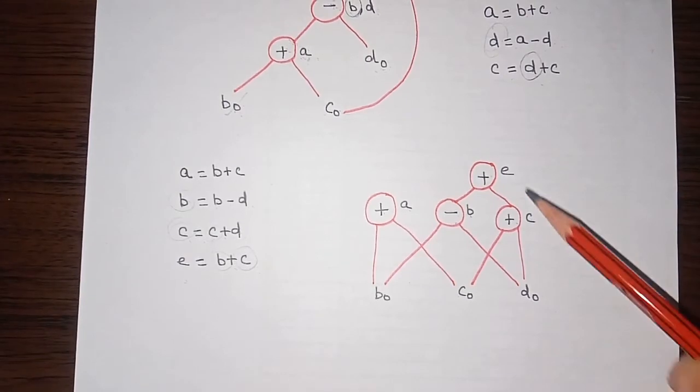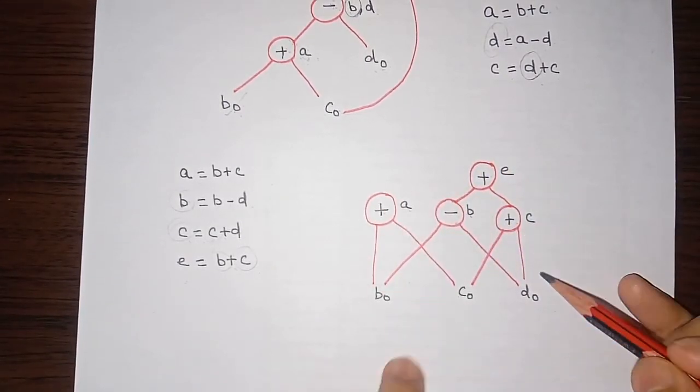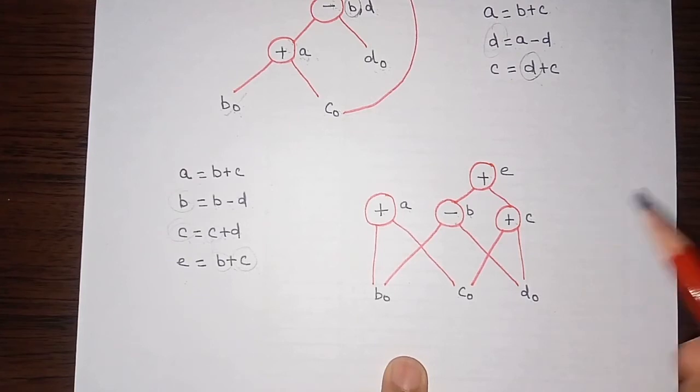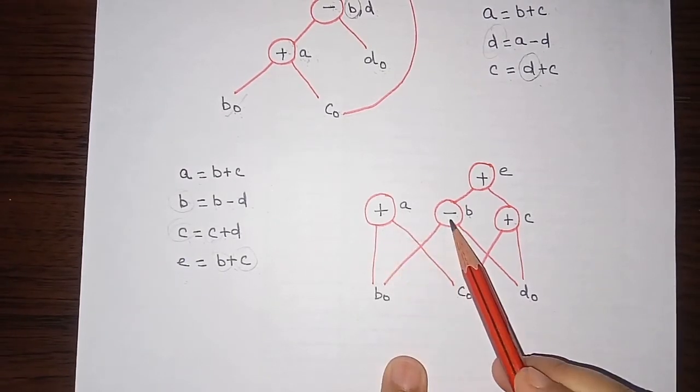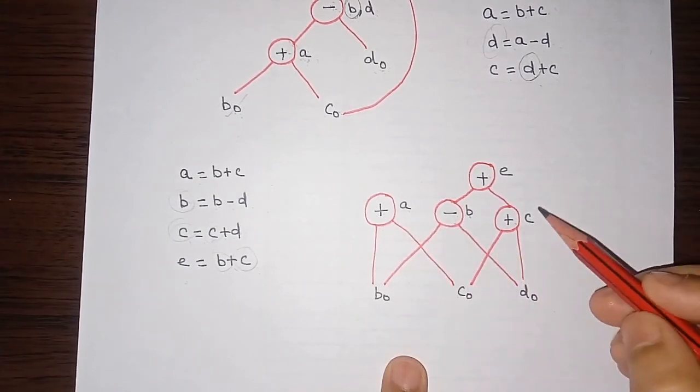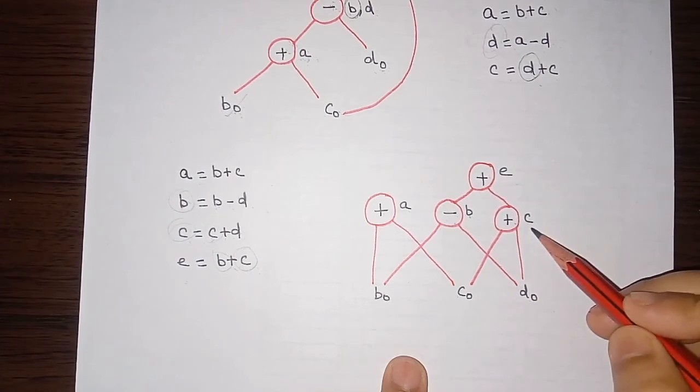For example, let us consider this DAG. So in this DAG, if you see here, we consider A and B are live variables, but here C and E are not live variables.